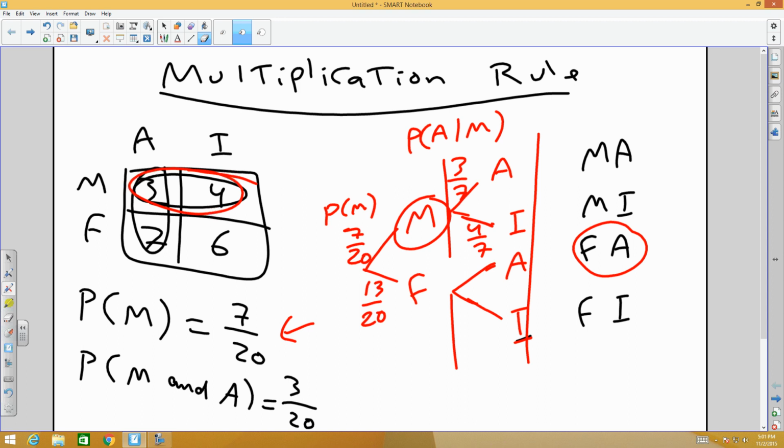From the female, how many are against? 7 over 13. And from the female, how many are in favor? They are 6 over 13, and as I told you, when you add these two, you also get 1. I given m with 4 over 10? No, 4 over 7, because given m means select from the m, which is 7 people.